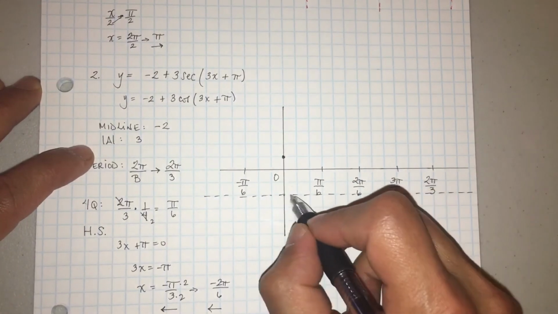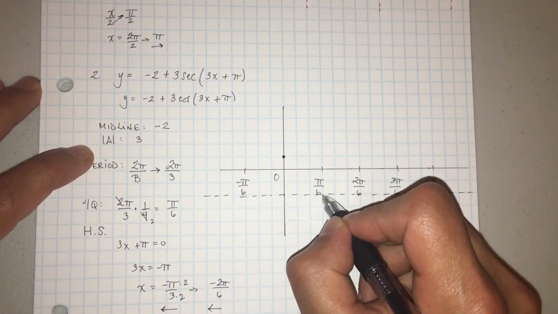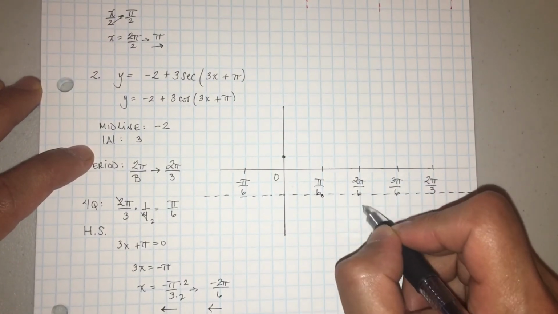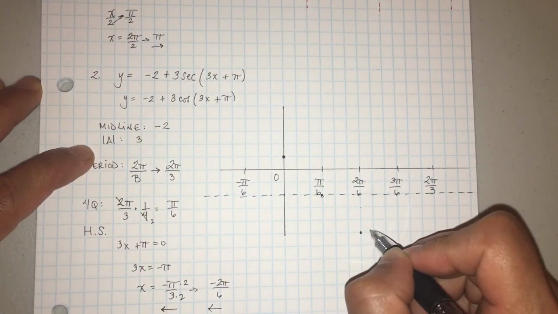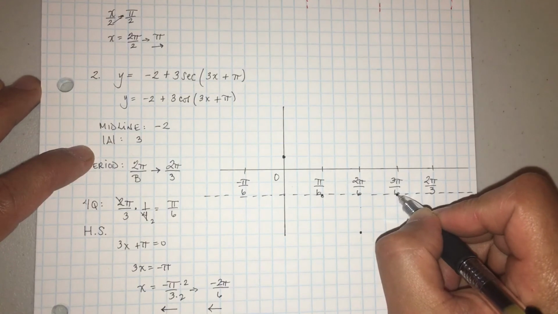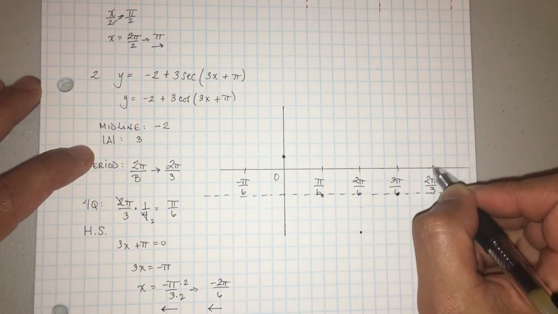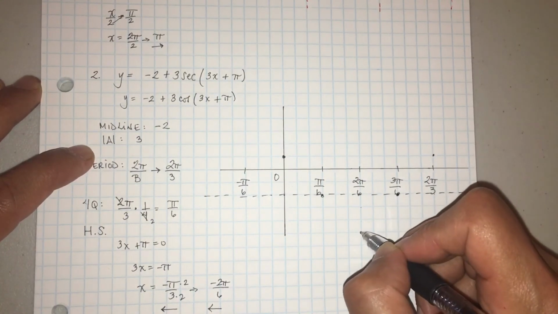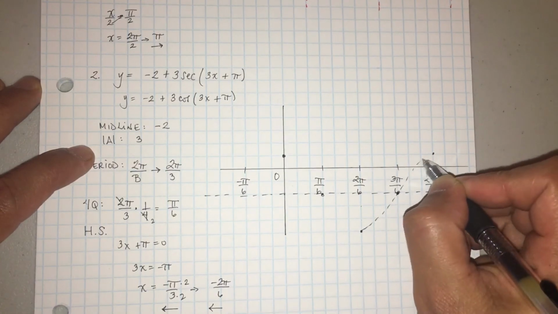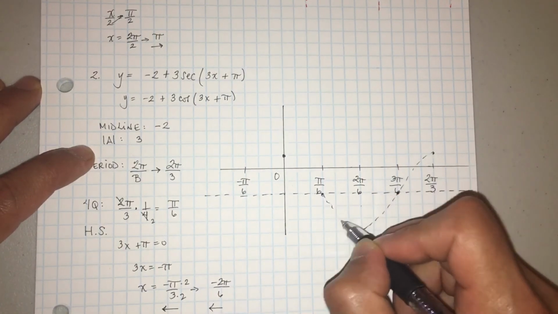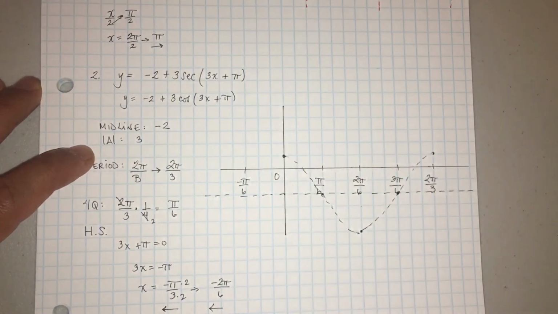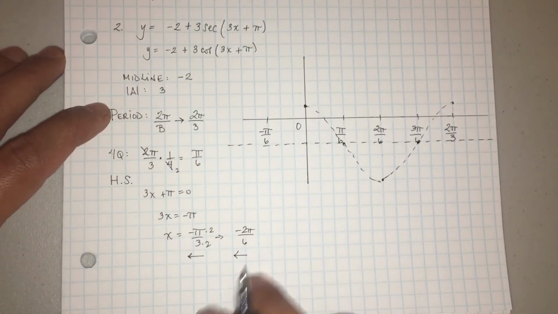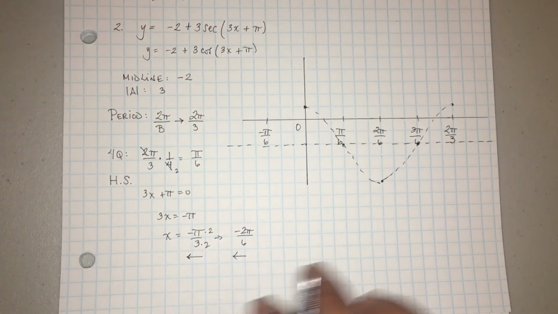Good. So now we're going to go midline and then amplitude. 1, 2, 3. And then we go back to the midline and then back to the amplitude. 1, 2, 3 right there. So we have this nice, beautiful curve right here. Be careful. Okay. Nice. There it is.